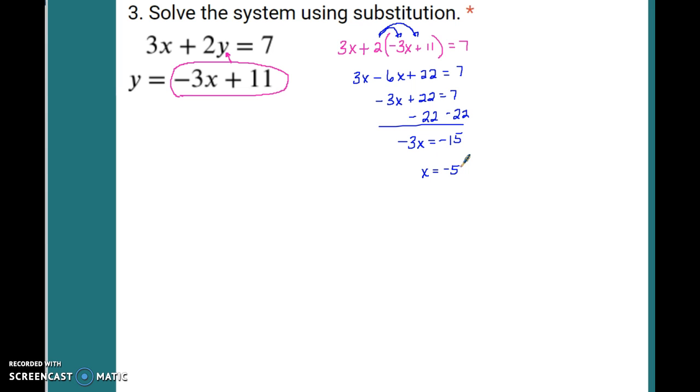Now that I have x equals 5, I can go back to that second equation and solve for y. So I have negative 3 times 5 plus 11. Negative 3 times 5 is negative 15, so we end up with y is equal to negative 15 plus 11, which means that y comes out to be negative 4. So your answer here is 5, negative 4. That would be your answer.